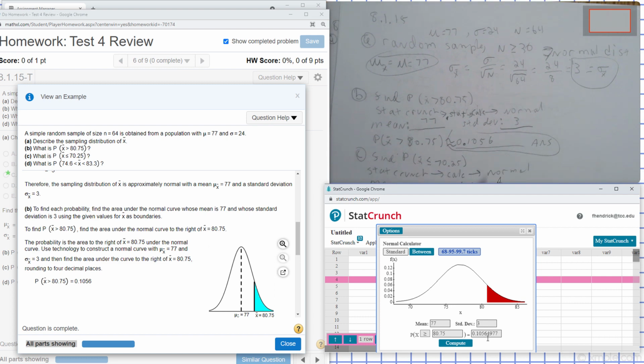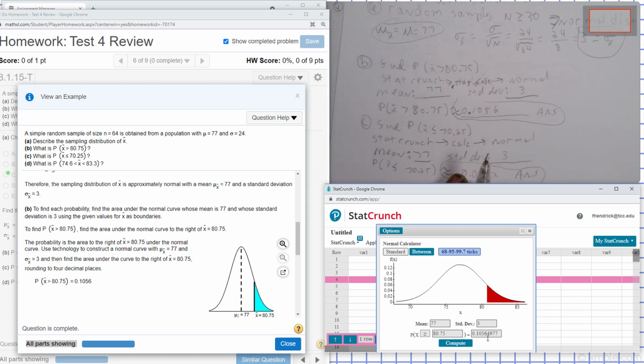And then for part C, what's the probability that the sample mean will be less than or equal to 70.25?